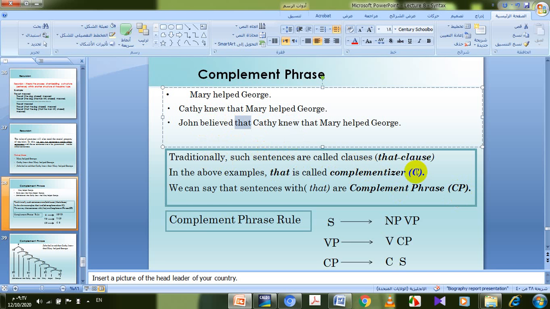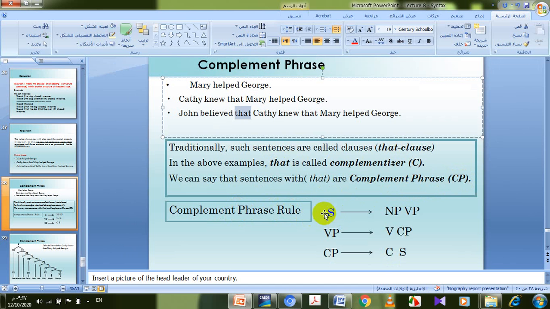Traditionally, this is called that clause, but here it is complement phrase. Sentences that contain or begin with that are called complement phrase instead of that clause. We call them complement phrase, and that is called complementizer. Complement phrase rule: sentence, noun phrase, verb phrase.